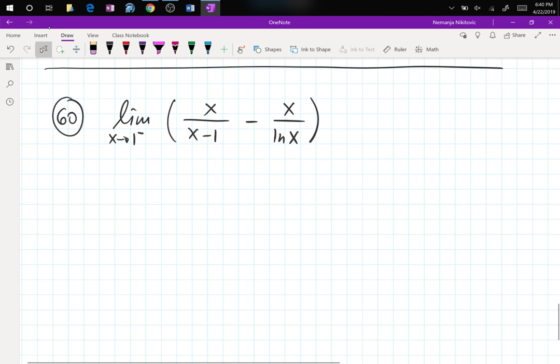Mm-hmm. Can you, like, if you have a product, and one of them you can use the rule, but the other one you can't, does that count? Yeah?